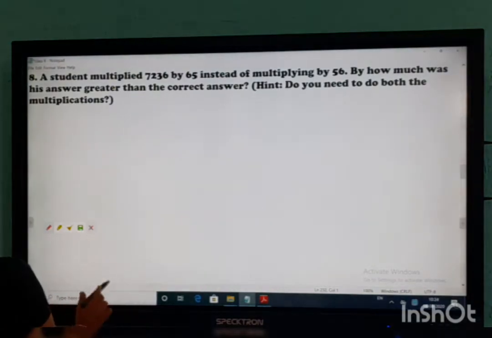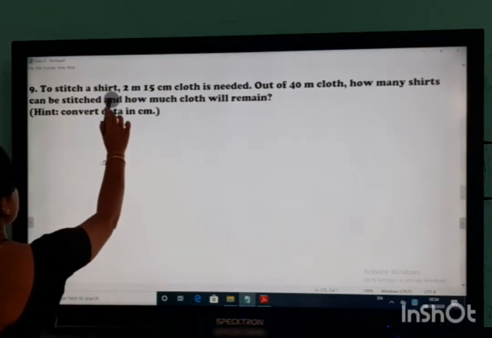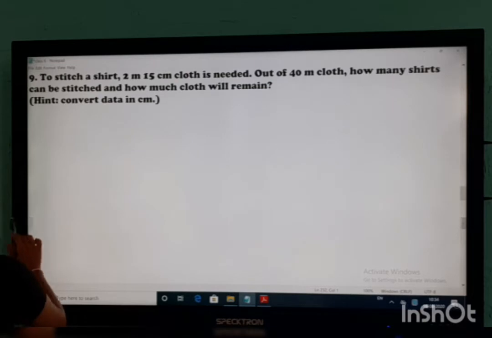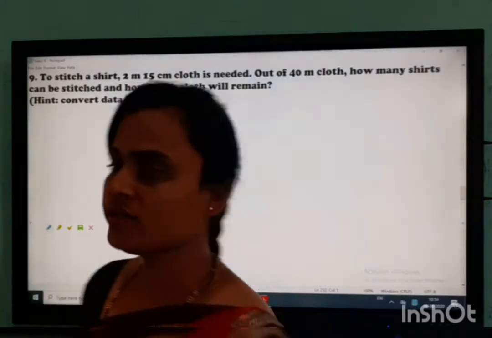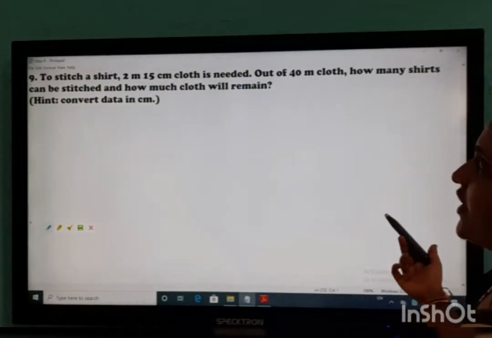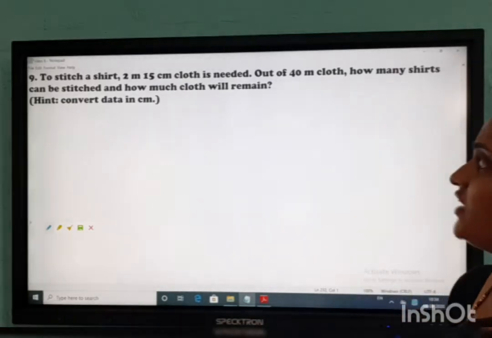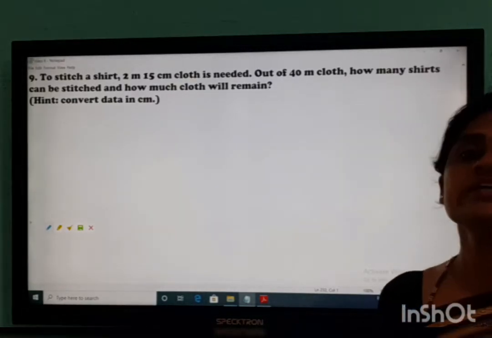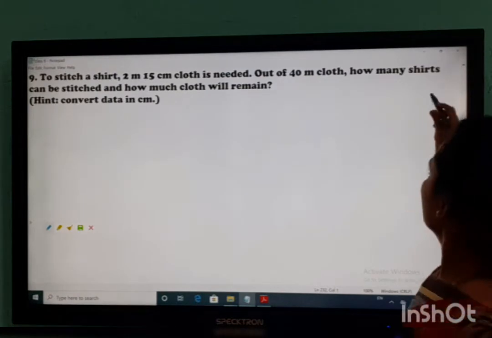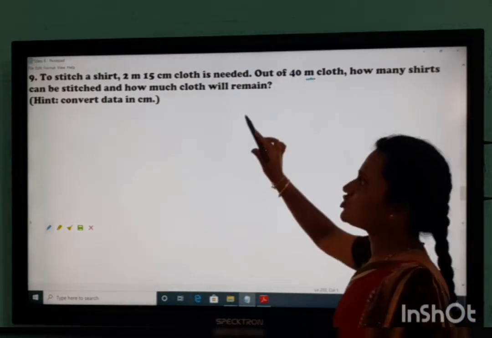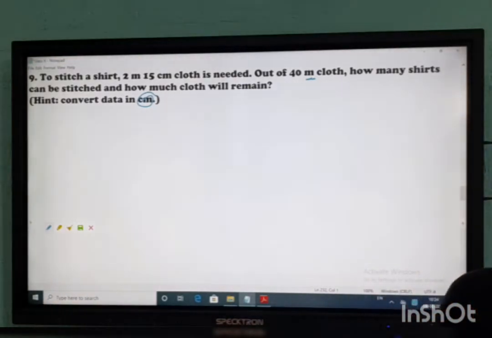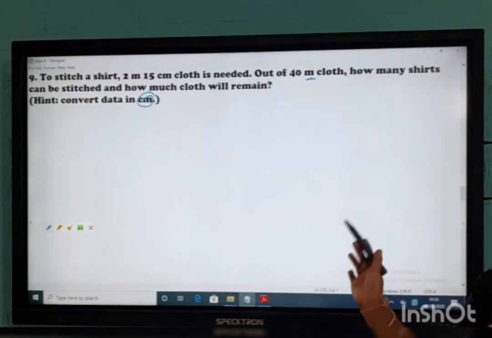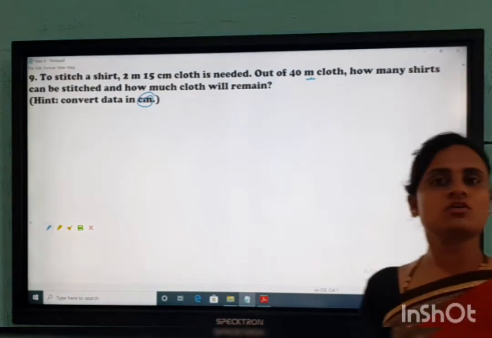Yes. Now, the next problem is, see, to stitch a shirt, 2 meter 15 centimeter cloth is needed. Out of 40 meter cloth, how many shirts can be stitched and how much cloth will remain? And they have given you data in meters, but you should convert the data into which, children? Centimeter. So what is the question? The question is, to stitch a shirt, 2 meter 15 centimeter cloth is needed.